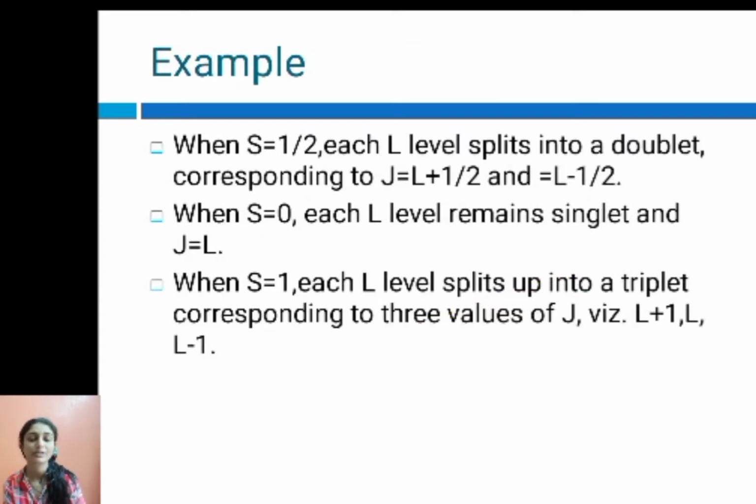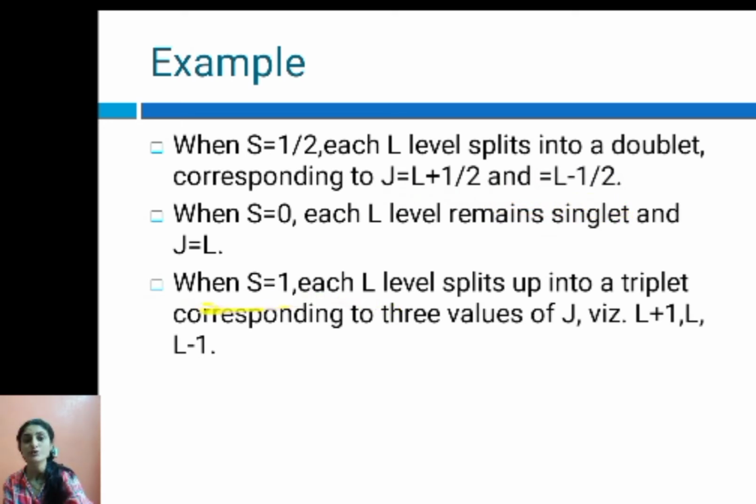The number of substates into which a corresponding orbital state splits up is called the multiplicity of that orbital state. So when S is equal to 0, each L level remains a singlet, and capital J, the total angular momentum, will be only because of the orbital angular momentum, because for that case S is equal to 0. So the total angular momentum of the atom will be only the orbital angular momentum. When S is equal to half, each L level splits into a doublet corresponding to J equals L plus half and J equals L minus half.